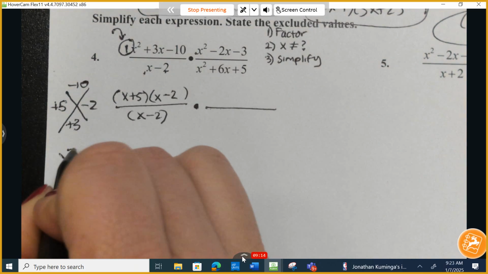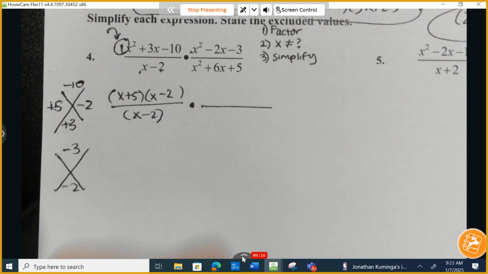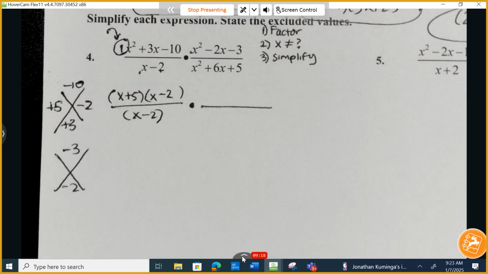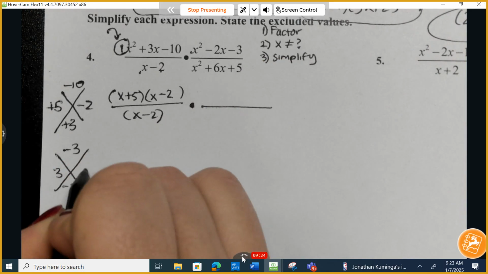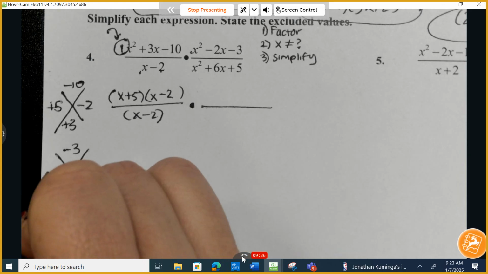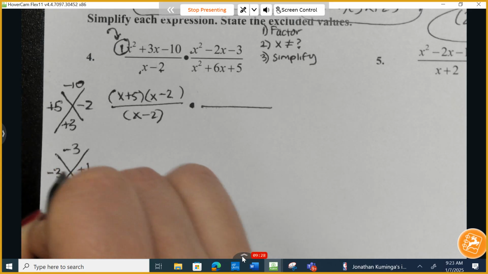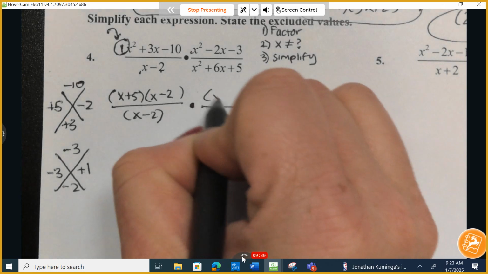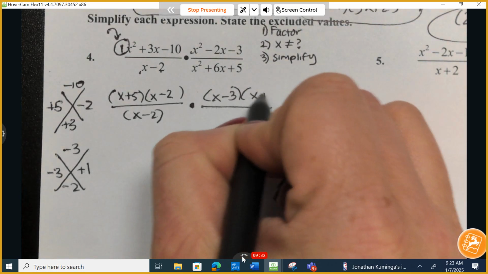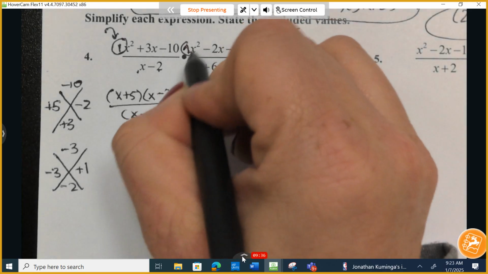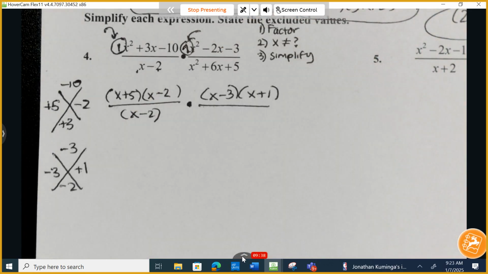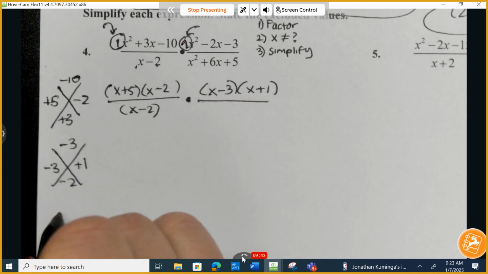1 times -3 is -3. I'm asking myself, what two numbers multiply to equal -3 and combine to equal -2? That would be 3 and 1. The 3 would have to be negative. It's the larger of the two numbers. So this multiplies and it combines. So x minus 3 and x plus 1. And then I would look up above and I would say, oh, it's just a 1 for the leading coefficient, the number in front of the x squared. I don't have to worry about dividing by it. I'm good. Let's do the next part.